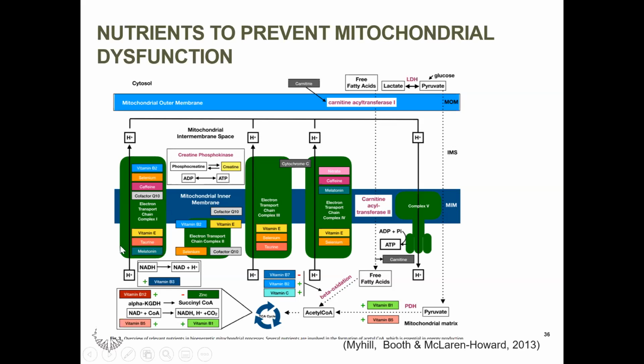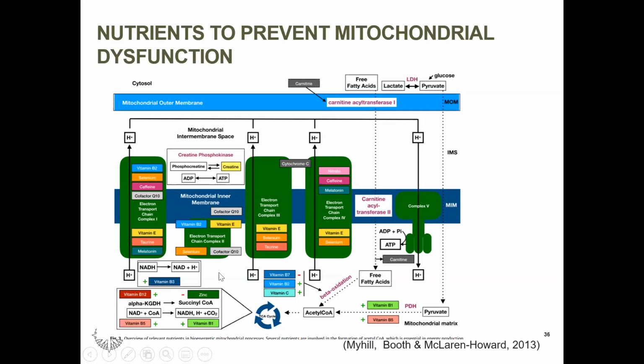Look at the first set, complex 1. The nutrients that are imperative here are vitamin B2, selenium, cofactor Q10. And I'm sure one of you is going to ask me, what is caffeine doing here? So one of the reasons we feel energetic when I had that coffee in between the lecture was that transiently it supports mitochondrial health.